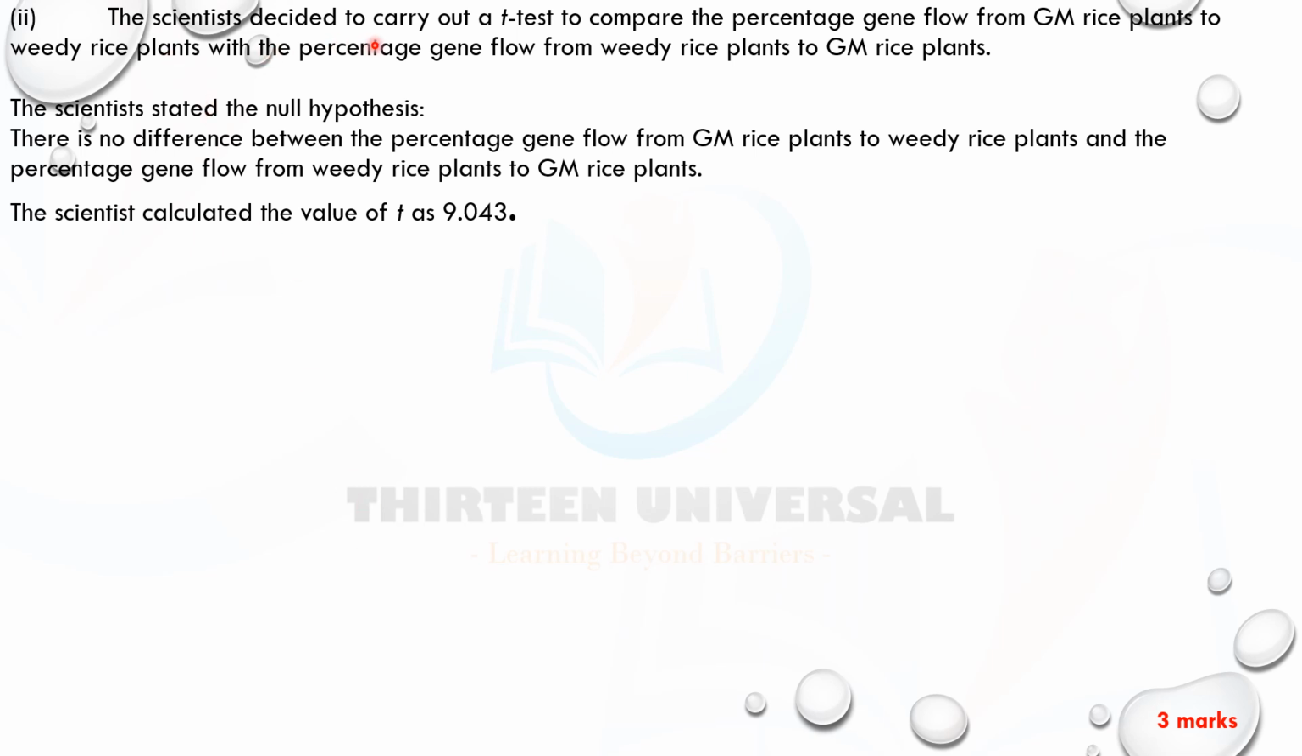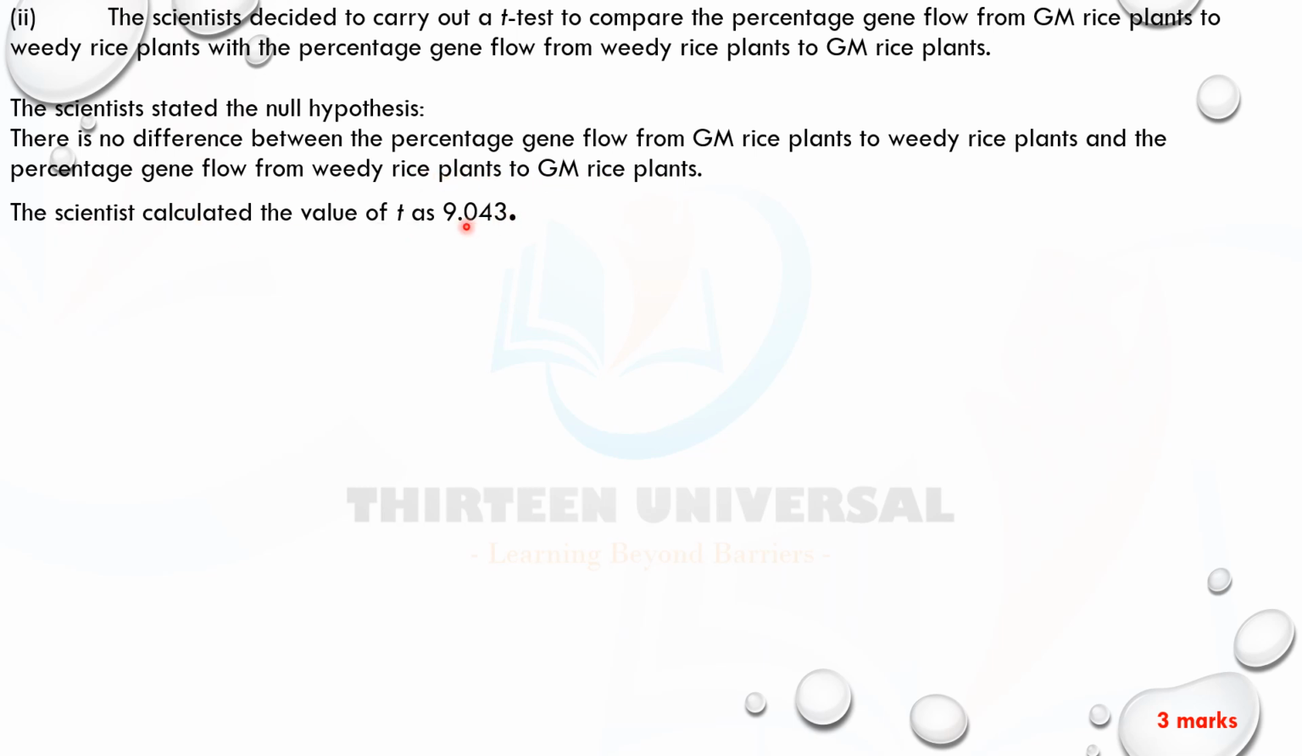The scientists decided to carry out a t-test to compare the percentage gene flow from GM rice plant to weedy rice plant with the percentage gene flow from weedy rice plant to GM, to check whether there's a significant difference between them. The scientists stated a null hypothesis: there is no difference between the percentage gene flow from GM rice plant to weedy rice plant and the percentage gene flow from weedy rice plant to GM rice plant. There's no significant difference.